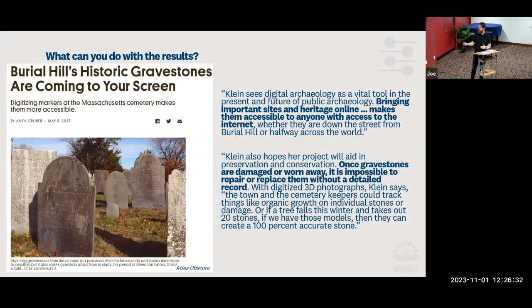And she says that if a tree falls this winter and takes out 20 stones, if we have these models, then they can create a 100% accurate stone. So we can use this for conservation purposes. It's easier for conservators to fix things when they know what they were like. If we don't, then it's a lot more difficult, a lot more guesswork. But if these stones are destroyed and they can't be repaired or restored, at least we have a record of what they were like.